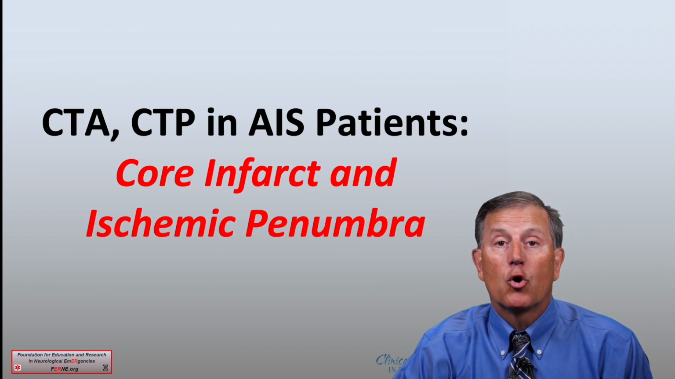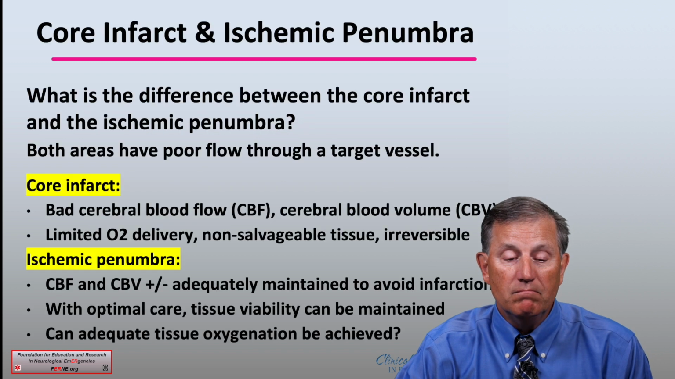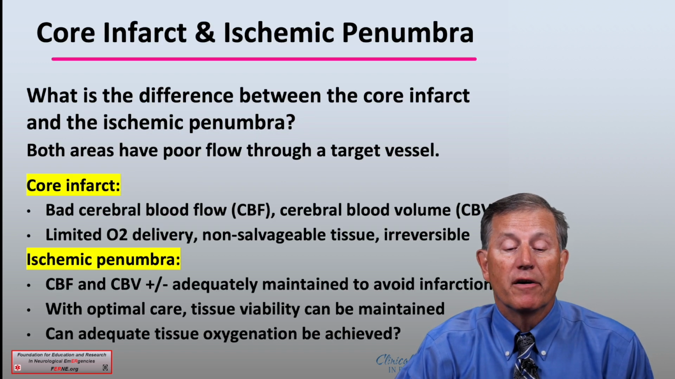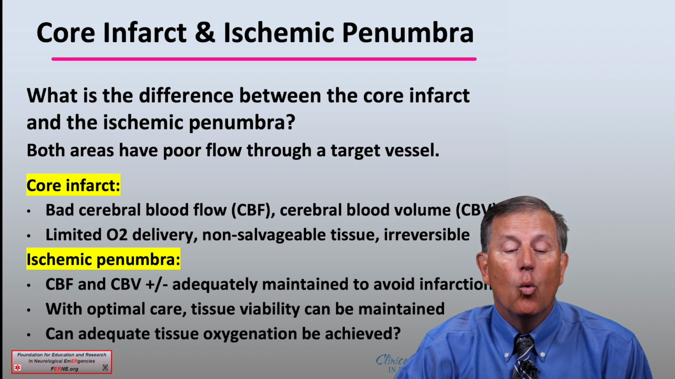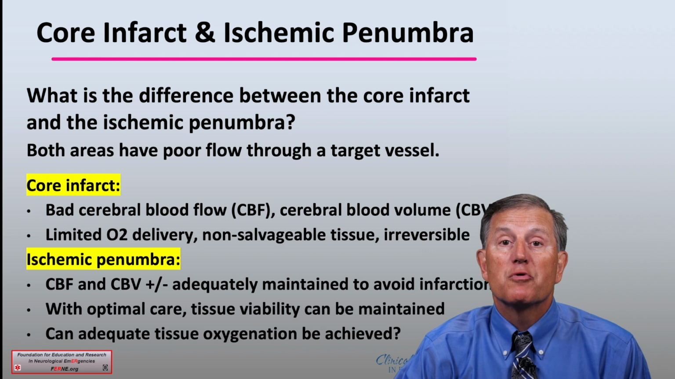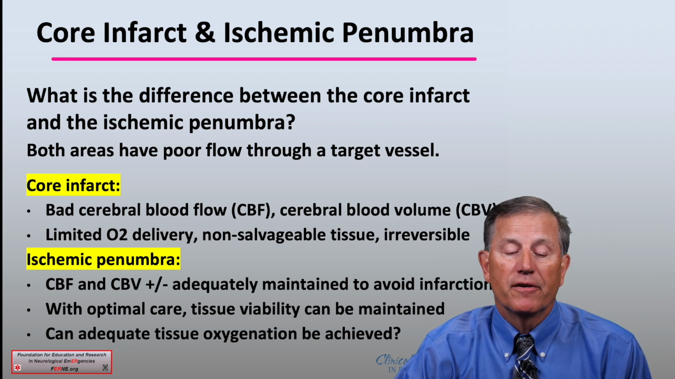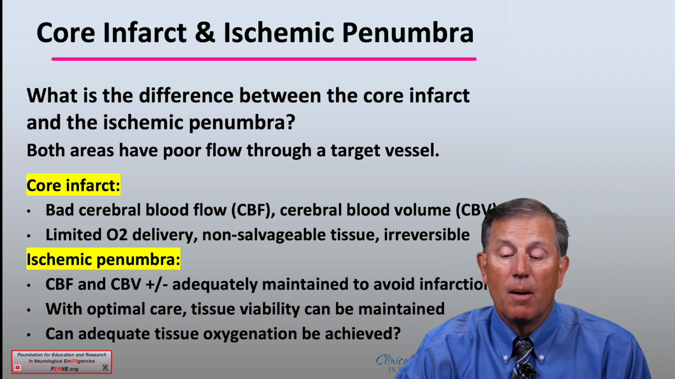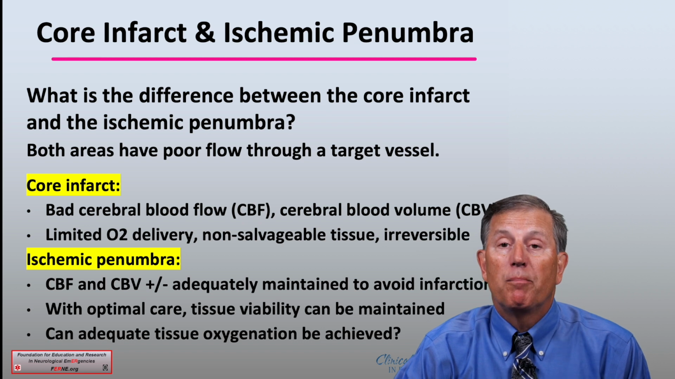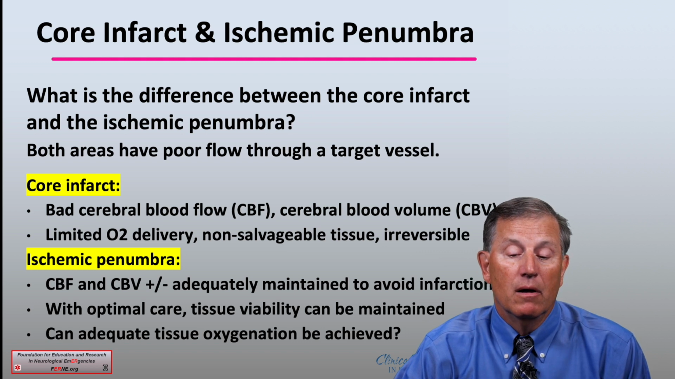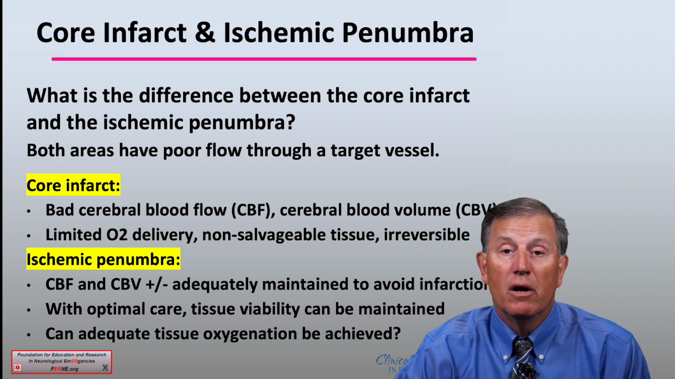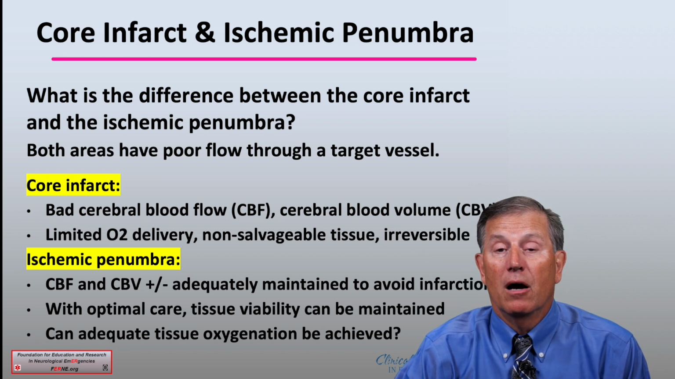Let's talk a minute about the core infarct and the ischemic penumbra. What's the difference between the core infarct and the ischemic penumbra? We know that both areas have poor flow through some target vessel when an acute ischemic stroke occurs. The core infarct has bad cerebral blood flow and a bad cerebral blood volume. This means that with poor flow and poor volume of blood, there is limited oxygen delivery via hemoglobin, there is non-salvageable tissue, and the changes in this area over time become irreversible, and this core infarct is permanent.